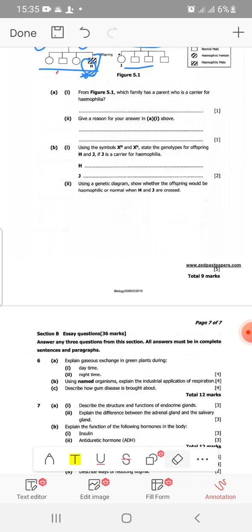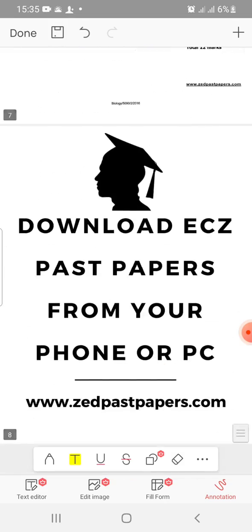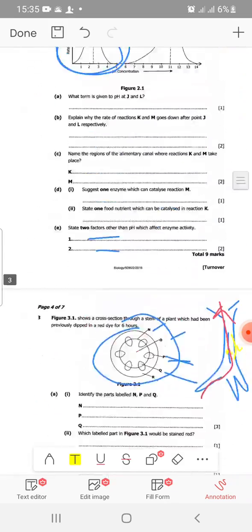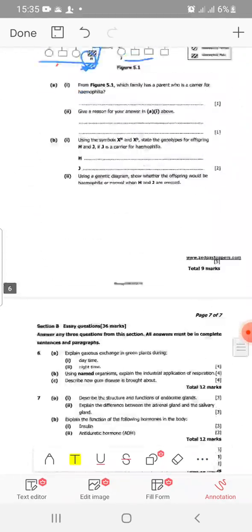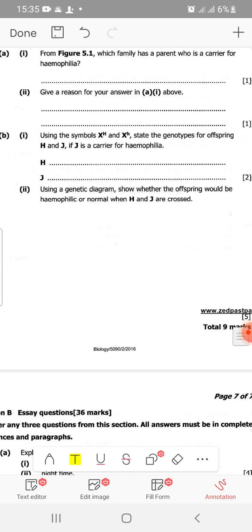Using a genetic diagram, show whether the offspring would be hemophilic or normal when H and J are crossed. When H and J are crossed, would the offspring be normal? Okay, do I have a space down here? No, I don't have. Okay, just right there, they have a very small space here. So we draw the cross diagram, a genetic diagram.